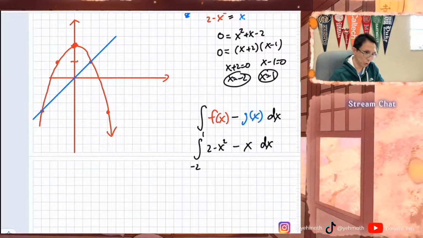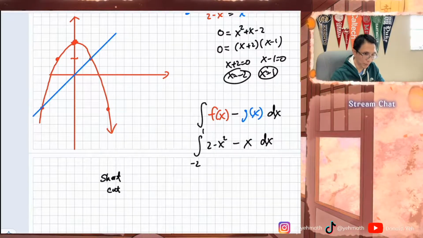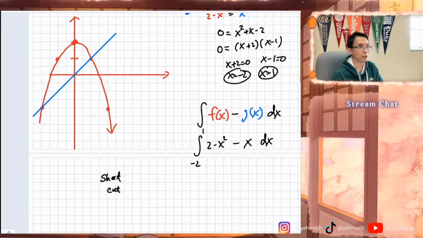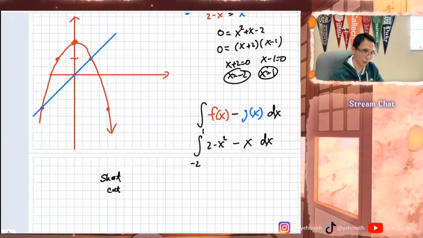Now, I'm going to show you the shortcut. Pay attention. You will want to pay attention to the shortcut. The shortcut is actually knowing how to do fractions in a more efficient way, especially in an integral like this. I'm going to show you how I do it.